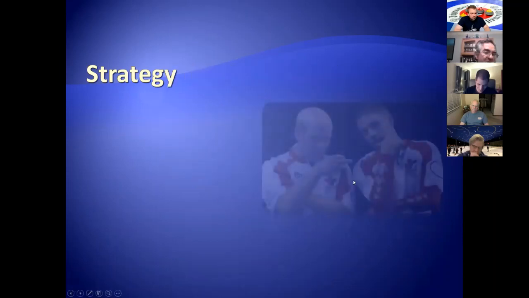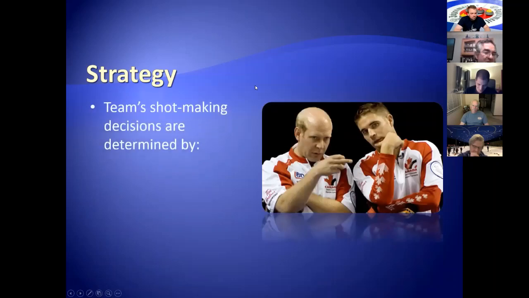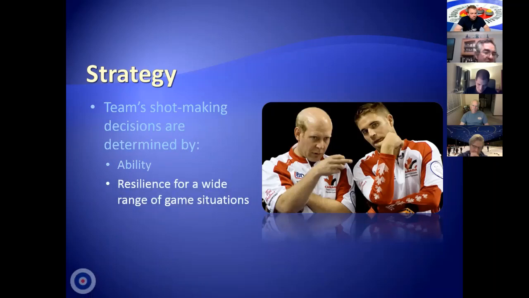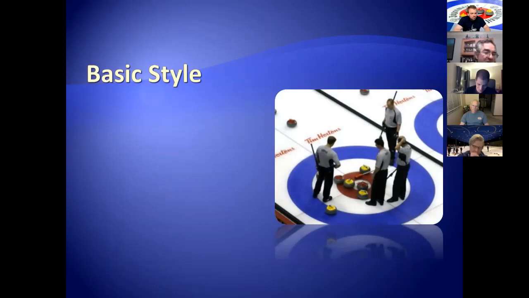So let's start with basic style. A team's shot-making decisions are determined by, first of all, their ability. If you're not good at making hits, you're not going to call a lot of hits. Secondly, resilience for a wide range of game situations. So that's the risk reward that I think Jordan mentioned earlier. If you have a wider willingness to take those risks, you might end up being a little bit more offensive. If you're not willing to take as many risks, you might be a little more defensive. And we're going to talk in a few minutes about a third option as well.